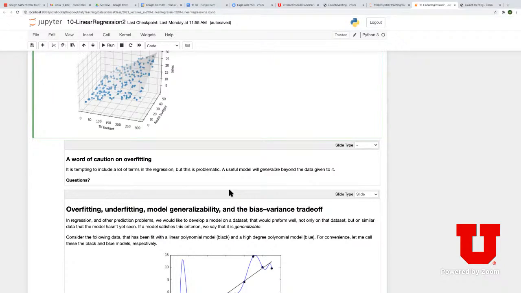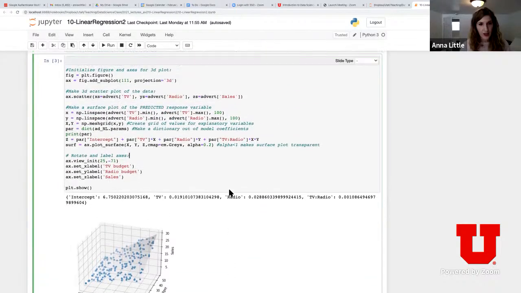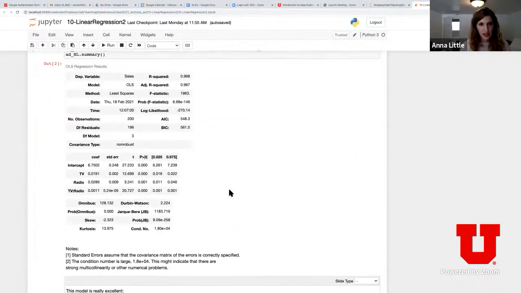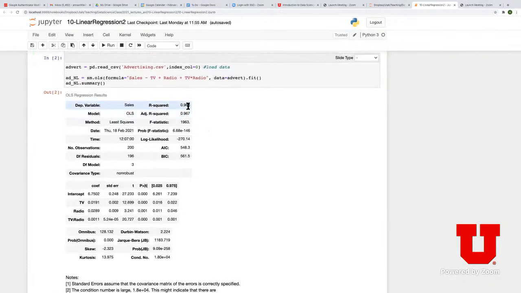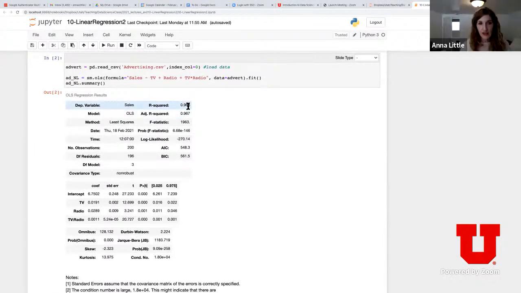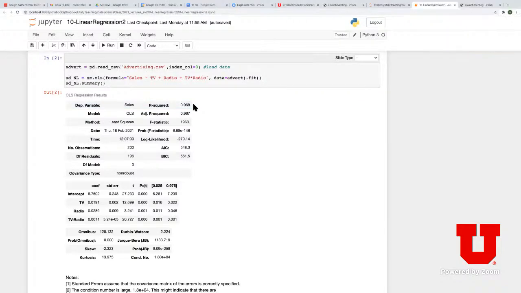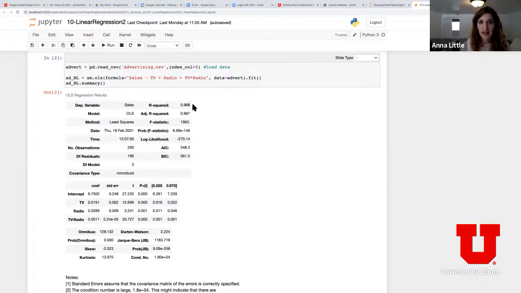Okay. Can you remind me what capital R² meant? Oh yeah, good question. So the way you want to say it is that the model accounts for 97%, think of it as a percent, the model accounts for 97% of the variation in Y, in the response variable, which is a lot, right? So 97% of the variation in Y is explained by the model.